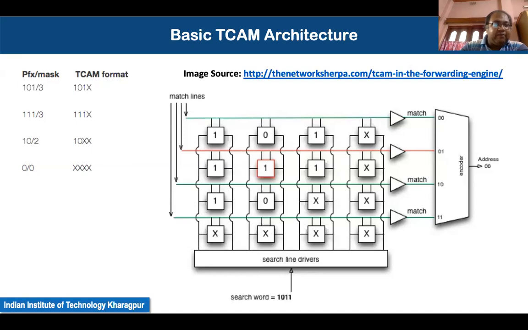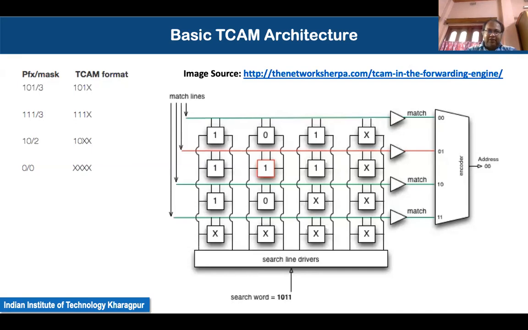Now here I have an example of the prefixes and the corresponding masks. The prefix is 101/3, and in TCAM format, if I think about it as a 4-bit address, then you can think of it as prefix 101 and mask 3. In TCAM format, you can write it as 101x, where the x denotes the don't care condition. This basically means that whenever you get a match with the first position as 1, the second position as 0, the third position as 1, the fourth position can be either 0 or 1.